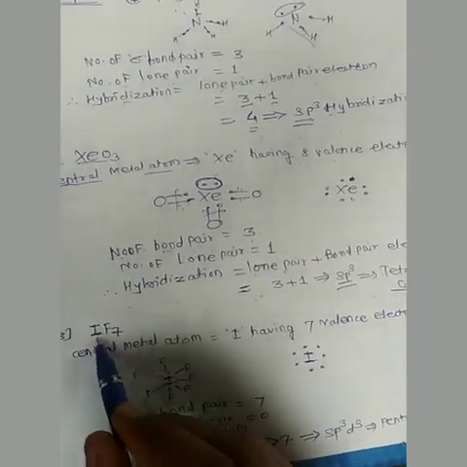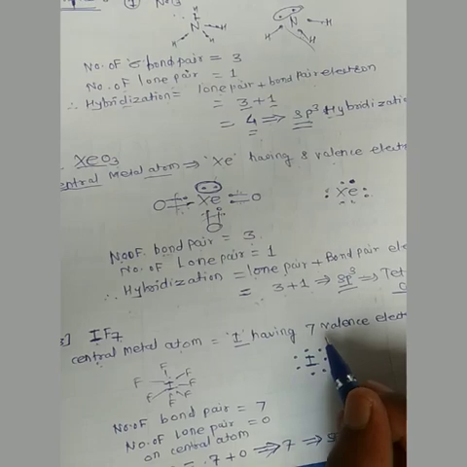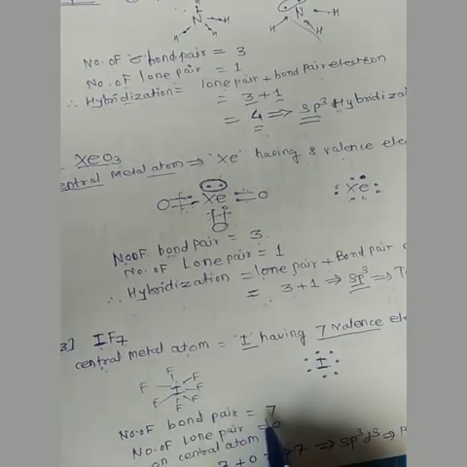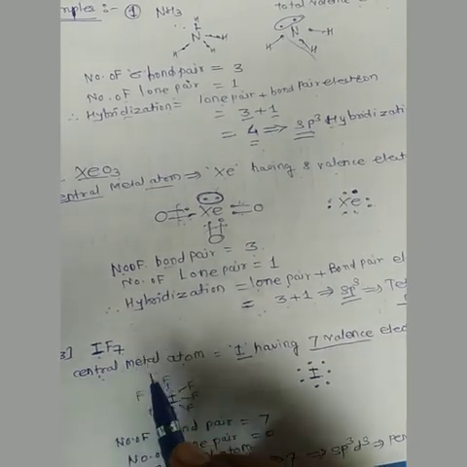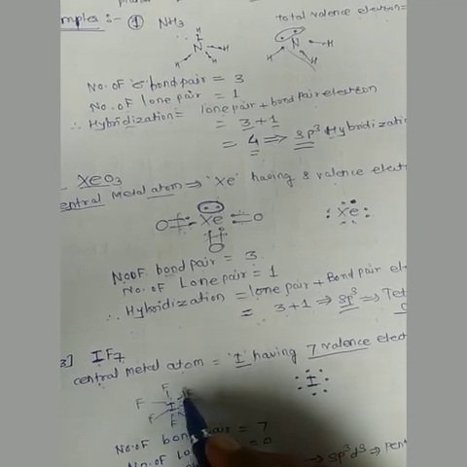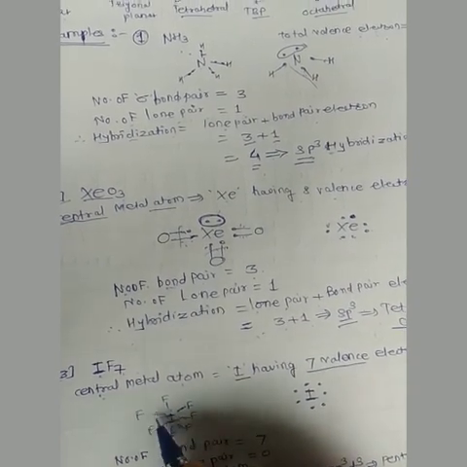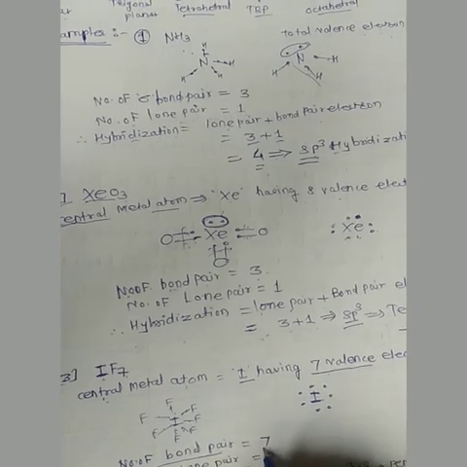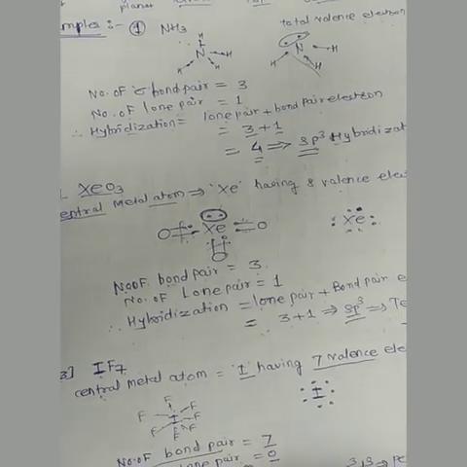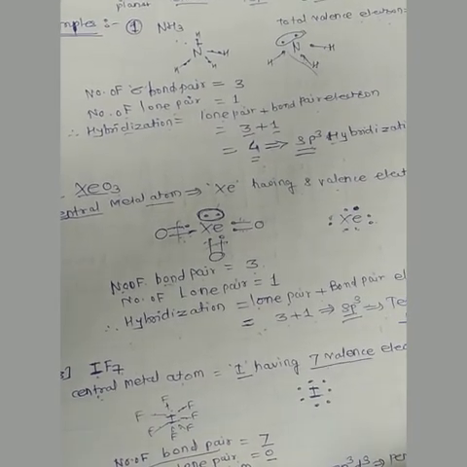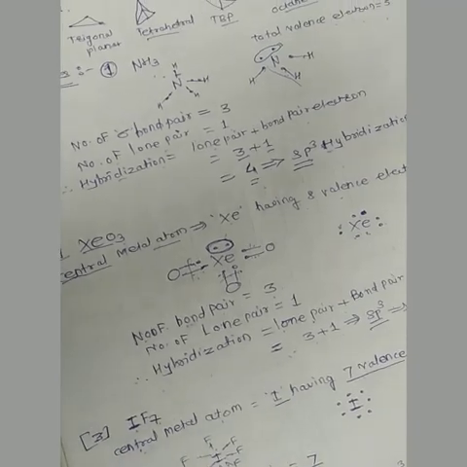Next example, the IF7 molecule. In IF7, the central atom iodine has 7 valence electrons. The 7 electrons form bonds with the 7 fluorine atoms, so there is no lone pair, and the total number of sigma bonds is 7. So the number of bond pairs is 7 and the number of lone pairs on the central atom is 0. Therefore the total is 7 plus 0, equal to 7. For 7, the corresponding hybridization is sp3d3 having pentagonal bipyramidal geometry.